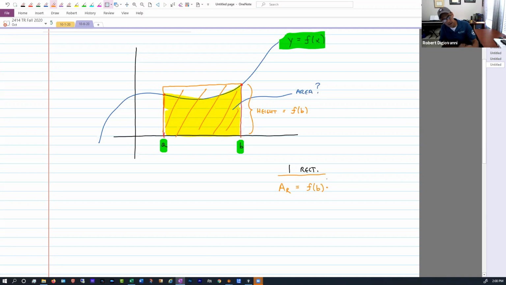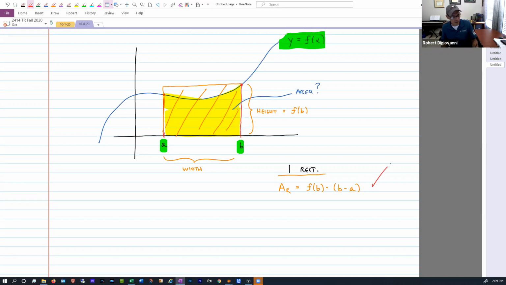Now times, how wide is it? What's the width? b minus a. It's the difference between those x coordinates. So that would just be b minus a. Now, again, if someone told me what the function was and they gave me b and a, couldn't I actually calculate this? I could. Now we get a number as an answer. So I could do one rectangle, no problem.